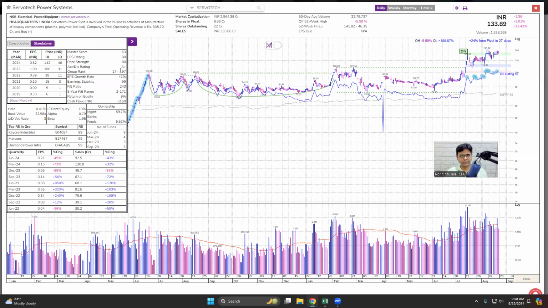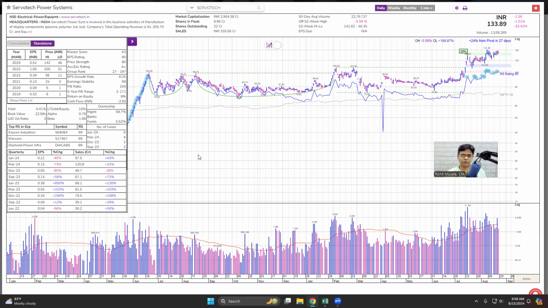Coming to these ratings, EPS rating 80. What does this mean? This means that the stock has done better than 80% of all the stocks in the Indian stock market based on its earnings stability and earnings growth. Now, another way to look at this is there are 20% of stocks in the Indian stock market which have done better than this company when it comes to earnings. And 20% of 5,000 is roughly 1,000.